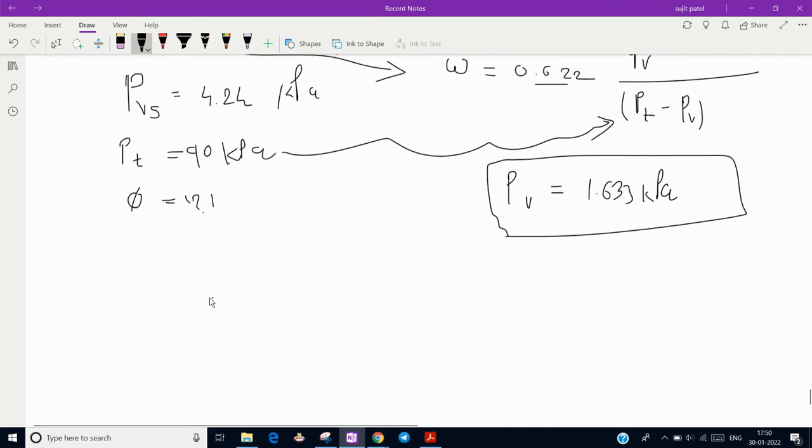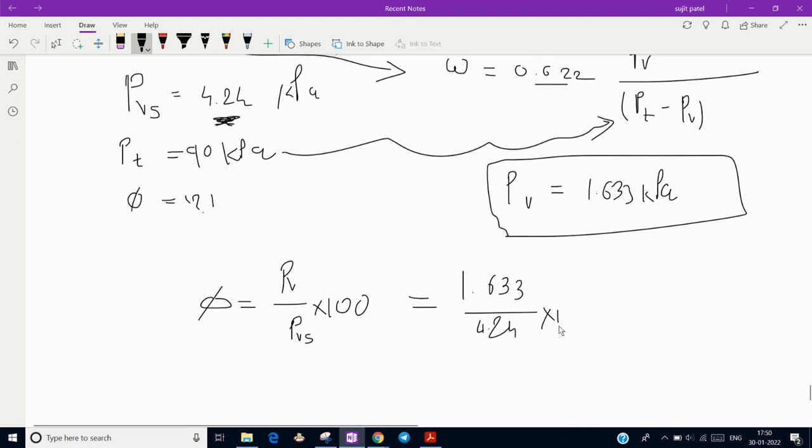Now the relative humidity is given by the partial pressure of water vapor in the actual condition over the partial pressure of water vapor in the saturated condition, multiplied by 100. So it is 1.633 divided by 4.24, multiplied by 100. When you solve this, you will get 38.53%. So this is the answer for the relative humidity.